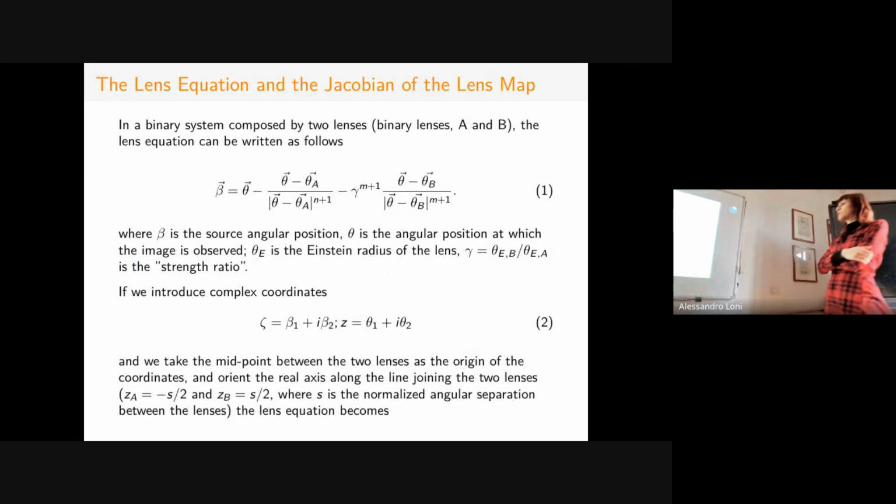So we start from the lens equation of a binary system. Let's say that we have a binary system composed of two lenses. We call them A and B. So we can write the lens equation, where beta is the real angular position of the source. Theta, as I showed before, is the angular position shifted by the gravitational lensing. Theta E is the Einstein radius, and gamma is a parameter called the strength ratio, which is the ratio between the two Einstein radii of the two lenses. Then we make a change of coordinates. We introduce complex coordinates.